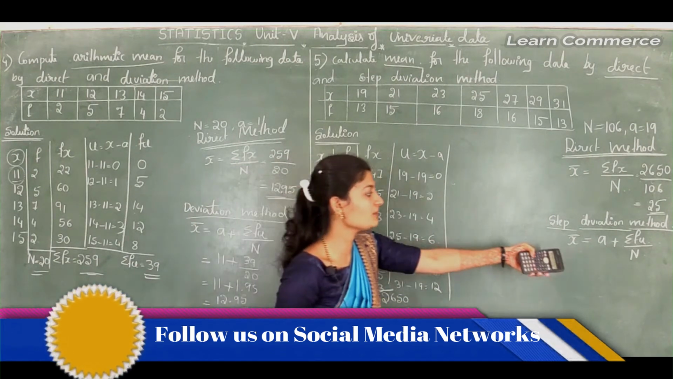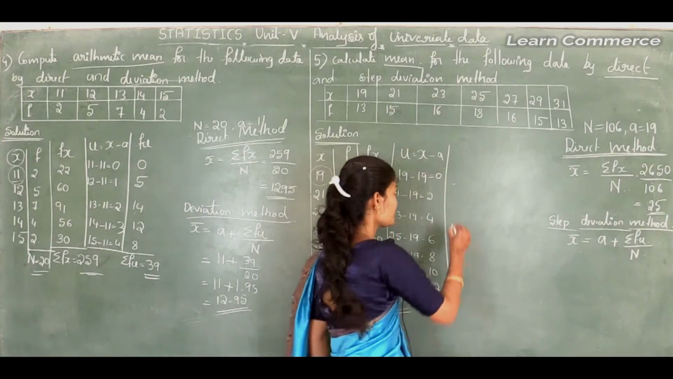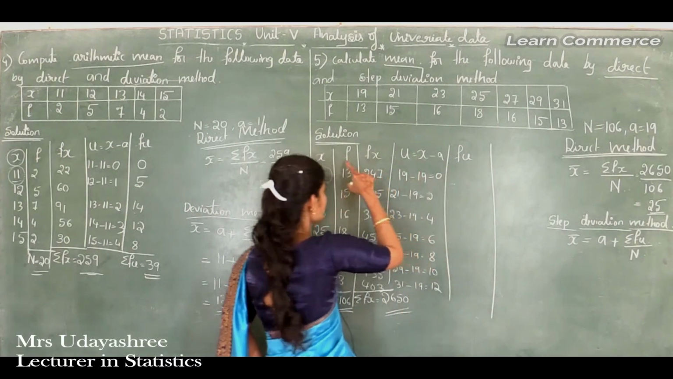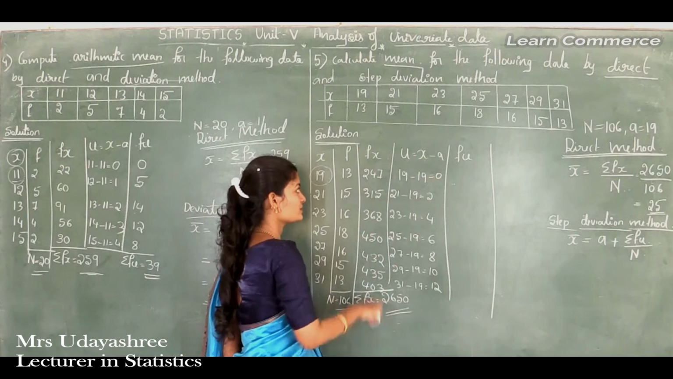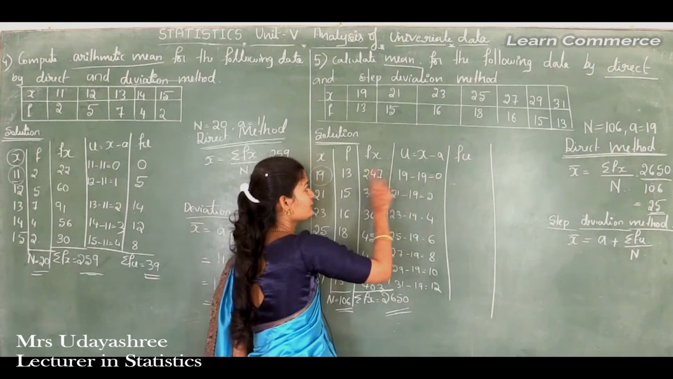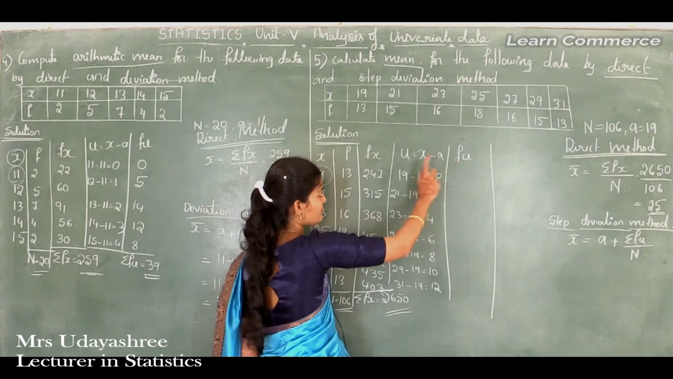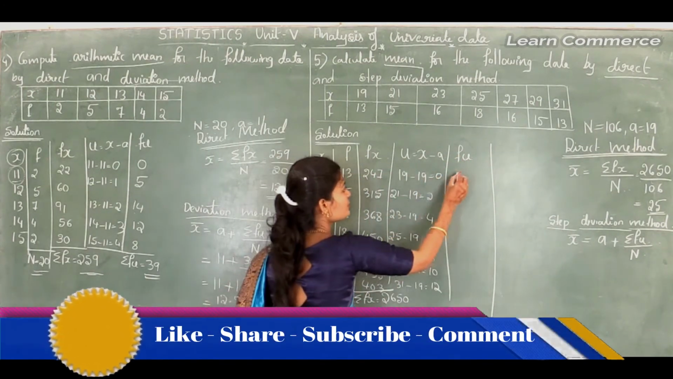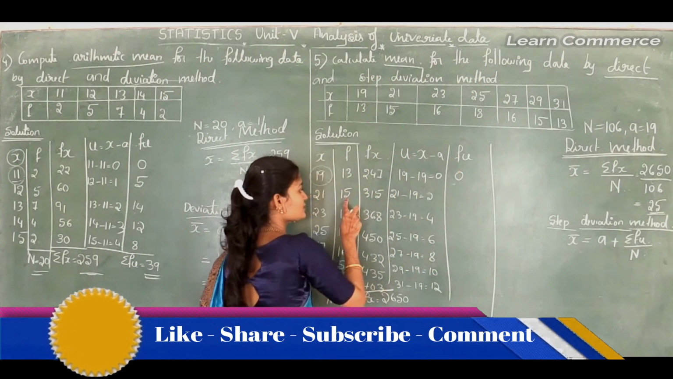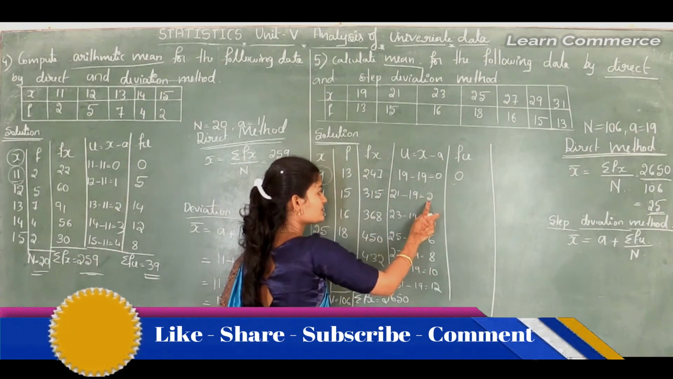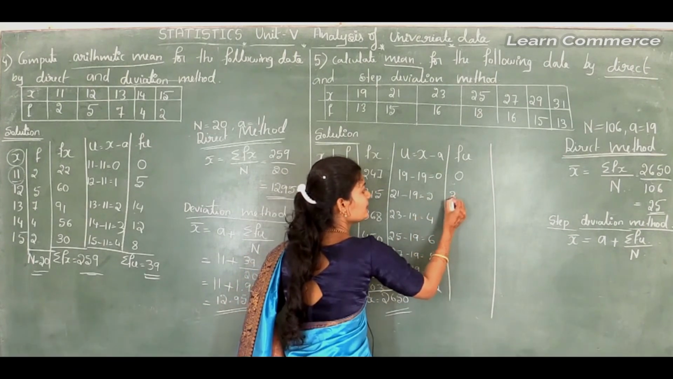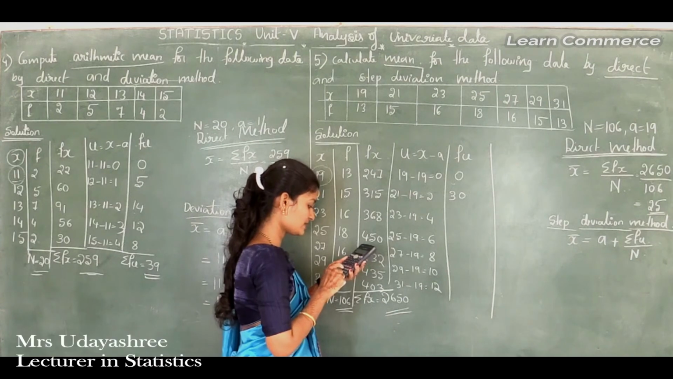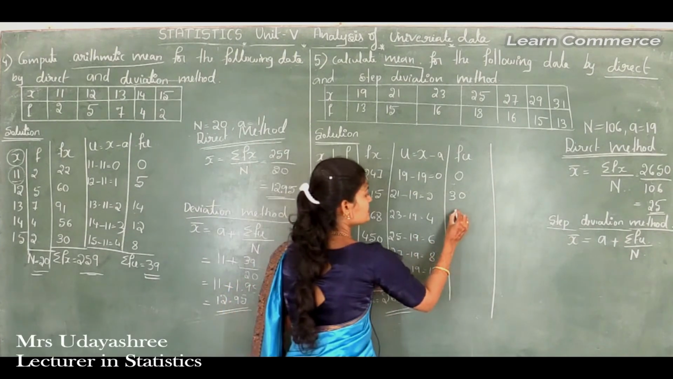Based on the formula we need f into u, so the next column is f into u. These are the f observations and these are the u observations. We need to multiply these observations. The first f observation is 13 and the u observation is 0, so 13 into 0 is 0 only. Next f is 15 and u is 2, so 15 into 2 is 30. Next f is 16 and u is 4, so 16 into 4 is 64.